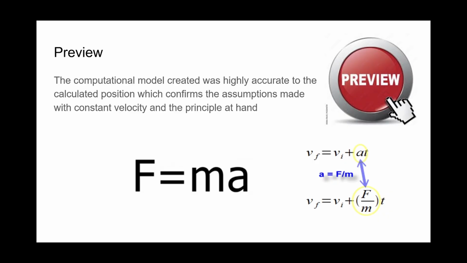To talk about what we learned from the lab: after doing it, the computational model created was highly accurate to the calculated position, which confirms the assumptions made with constant velocity and the principle at hand. We knew that with constant velocity there would be no acceleration, and that it would be a very linear relationship. Using the velocity update formula, we determined that there was no acceleration and no force, then graphed that data and plugged it into the code using the velocity update formula to get a computational model that lines up with the actual data that we collected.